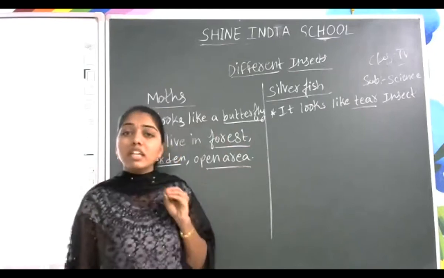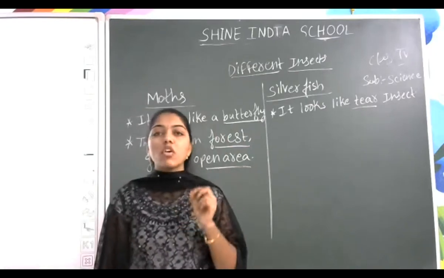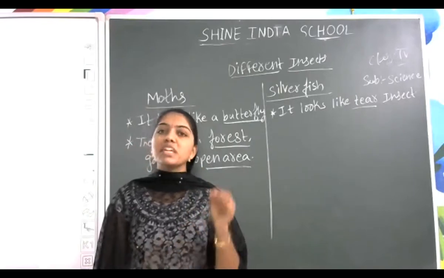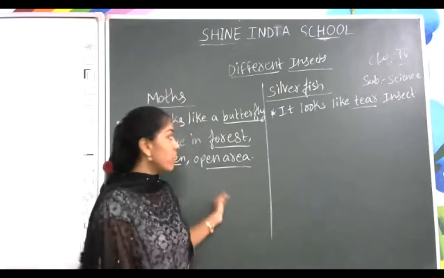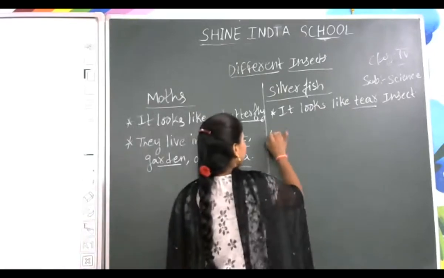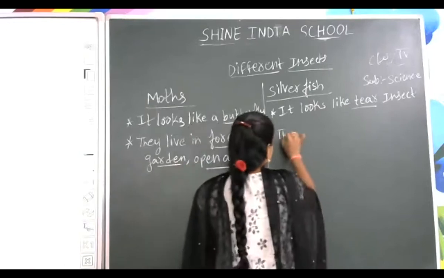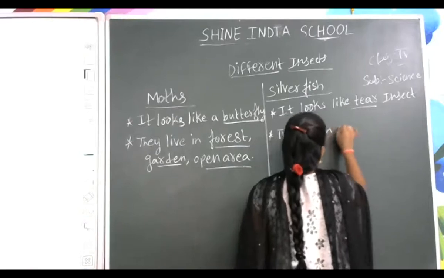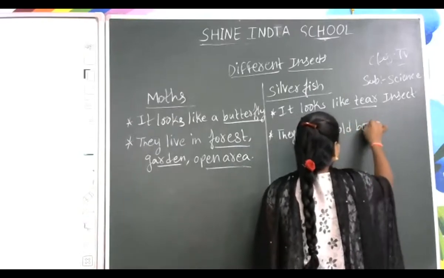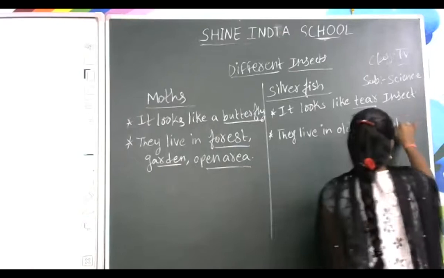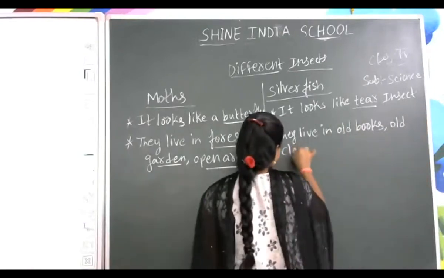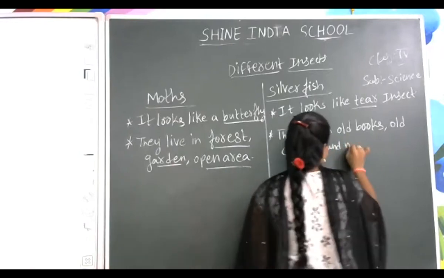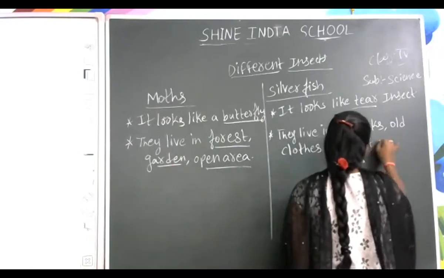Why are they going to live in the forest? Because they are going to suck the nectar from the flowers. They are going to eat the leaves also. Next point we will discuss. Next, where do they live? Yes, they live in old woods, old plots, and moist places.